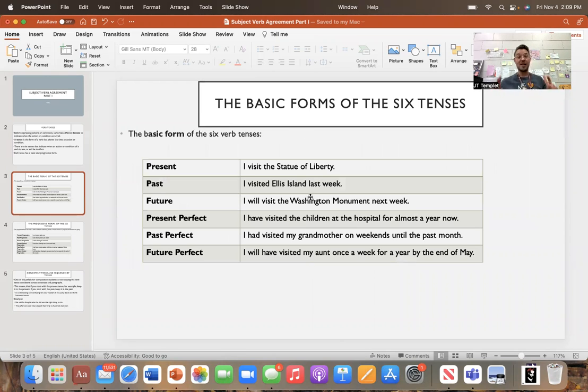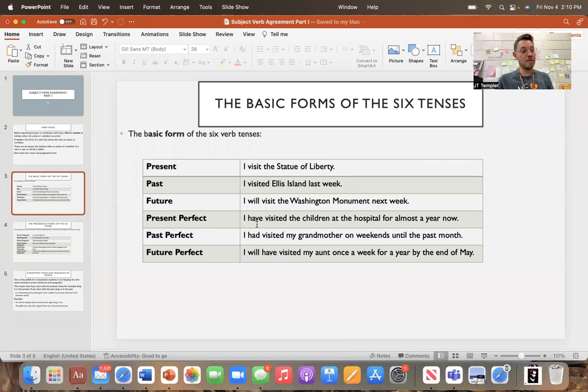Our basic forms, there's 6, and we probably are all quite familiar with the first 3: present, past, and future, right? Something that's happening now, something happened in the past, and something that will happen in the future. If you notice the perfect tenses, they all have some form of has, either has, have, or had added to it. And that indicates the idea that the action was occurring and it is completed.